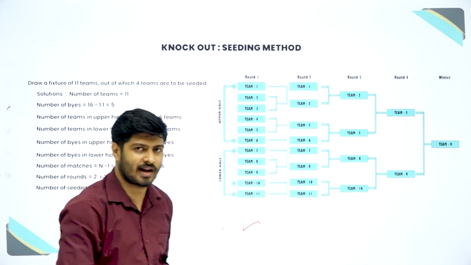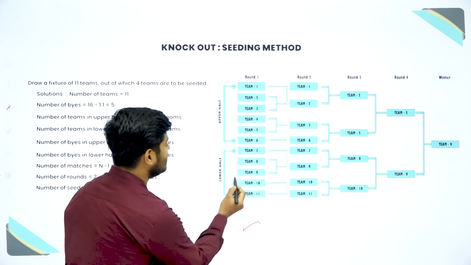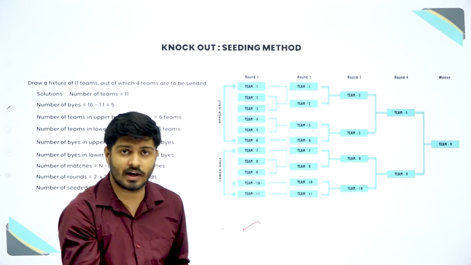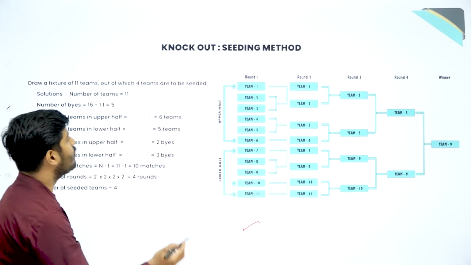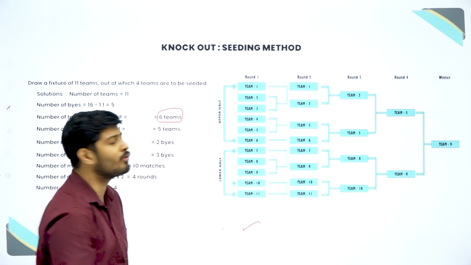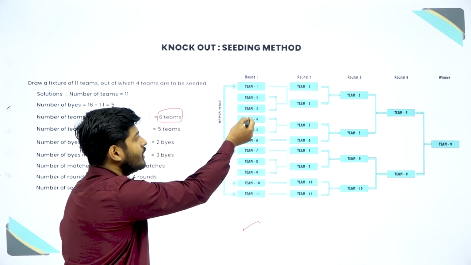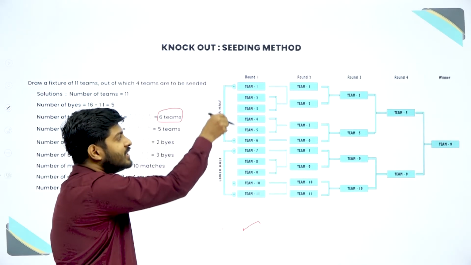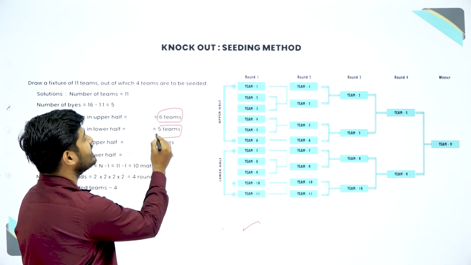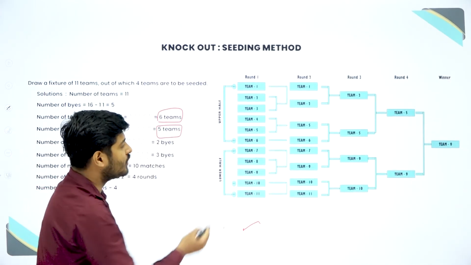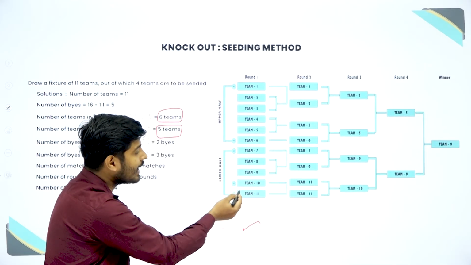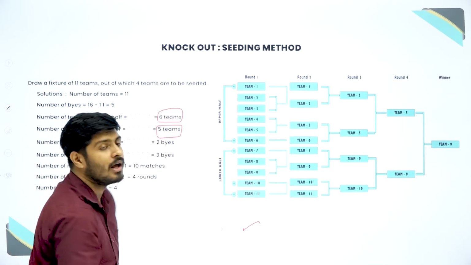Now what all things did we find? We found byes, right? So how did we apply byes? These are the byes that are given here. Now, we also did the division for the upper half and lower half. We found the total number of teams in the upper half should be 6 teams. You can count and check: 1, 2, 3, 4, 5 and 6. So 6 teams are there in the upper half. You can see the total number of teams is 5 in the lower half. You can see over here teams 7, 8, 9, 10 and 11. So again 5 teams are there in the lower half.